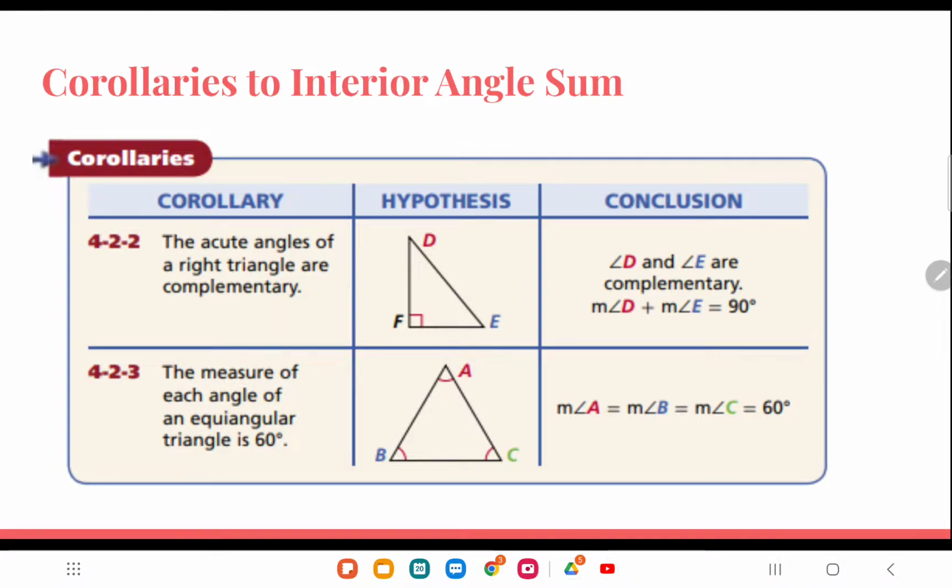A couple of corollaries to the interior angle sum theorem. So we recall the interior angle sum theorem for triangles tells us that the angles in a triangle add up to 180 degrees. Some extensions for this. The measure of each angle of an equiangular triangle is 60 degrees. And the acute angles of a right triangle are complementary. So once you've done this, you should be able to prove these with a statement reason proof or a paragraph or flow proof.